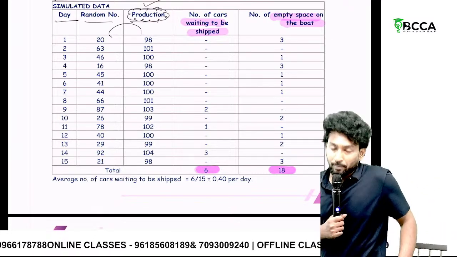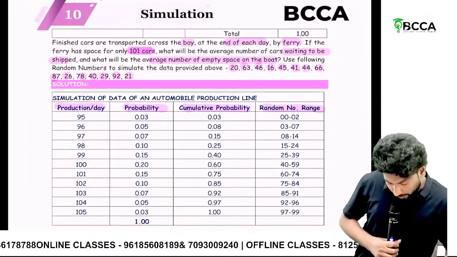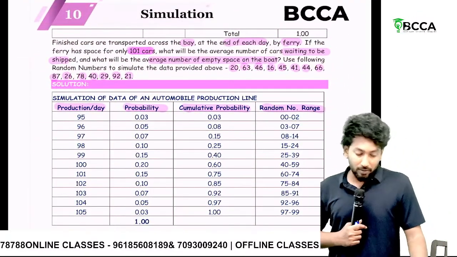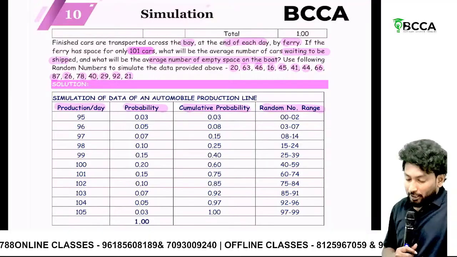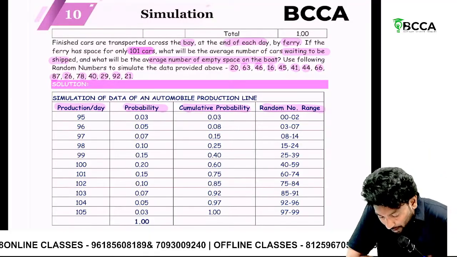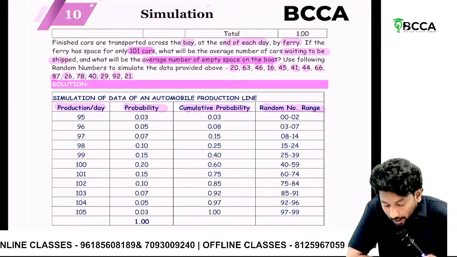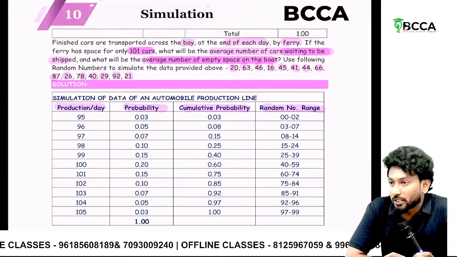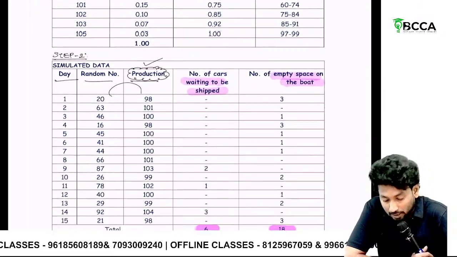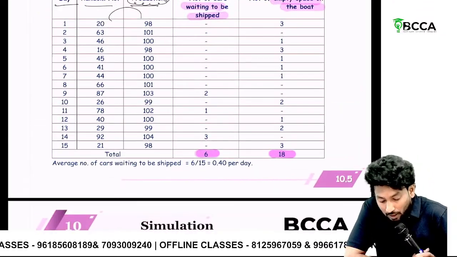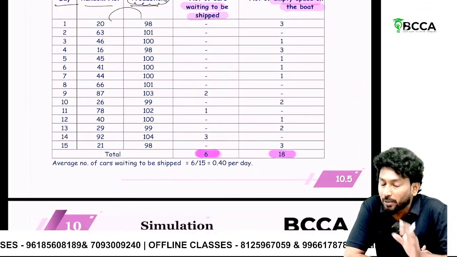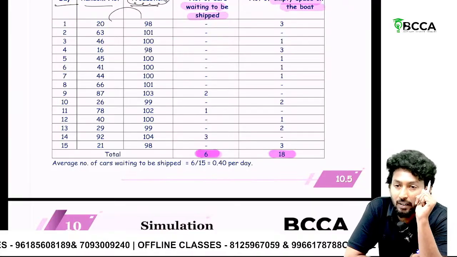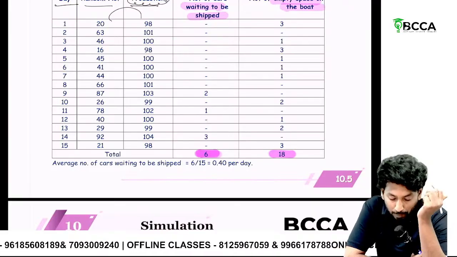Done? Okay. Now, what do we need to calculate, sir? Not the number of cars waiting to be shipped, not the empty space, sir. But they have asked what? The average number of empty space on the boat and the average number of cars waiting to be shipped, sir. We have to calculate averages. Averages means what, sir? The 6 cars waiting to be shipped are for how many days? 15 days. Per day, how much, sir? 6 divided by 15.